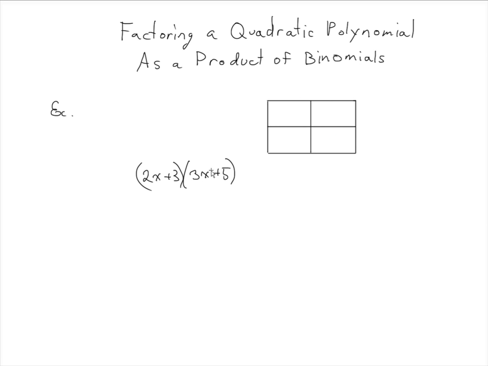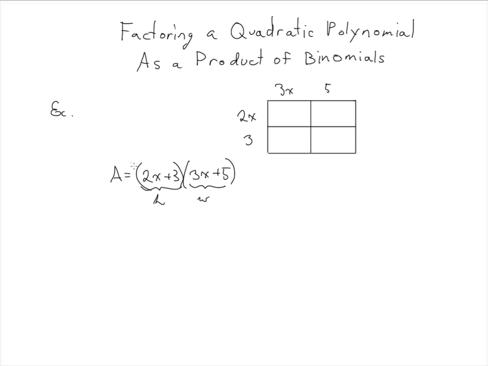This rectangle will have height 2x plus 3, right? So this length of 2x plus this length of 3 is 2x plus 3, and that's equal to the height of the rectangle. And then on the top, the width we'll make to be 3x plus 5. So the entire width is 3x plus 5. And so now this product, the height times the width, as you recall, is the area of the rectangle.